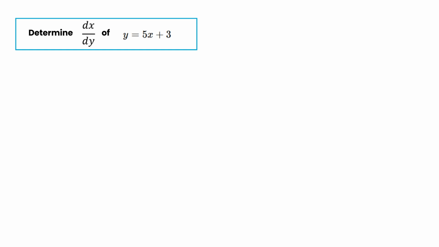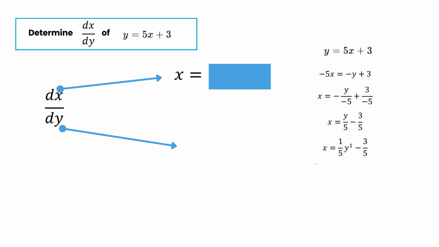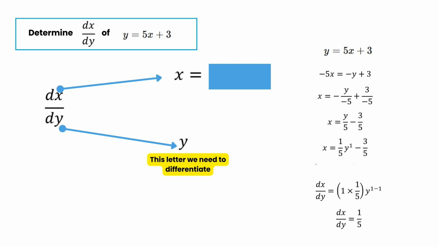Now what do we do if they ask for dx over dy for the same equation? Looking at the notation, x is now on the top of the fraction, which means we must rewrite the equation so that x is the subject. In other words, x must stand alone. Once we do that, we get the following form. Next, look at the bottom of the fraction. It's y, so that's the variable we differentiate with respect to. When we differentiate with respect to y, we obtain the result.